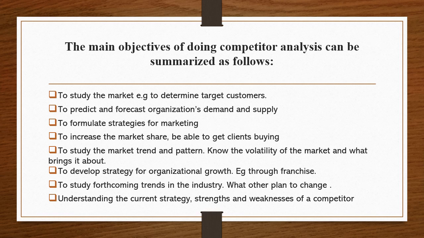Okay, the main objectives of doing competitor analysis can be summarized as follows. So we have to study the market, for example, to determine the target customers. So we talked about target customers. So by studying the market, the producer or the seller may be able to determine who the customers for that product are in comparison to the competitors. Then to predict and forecast organizations' demand and supply.